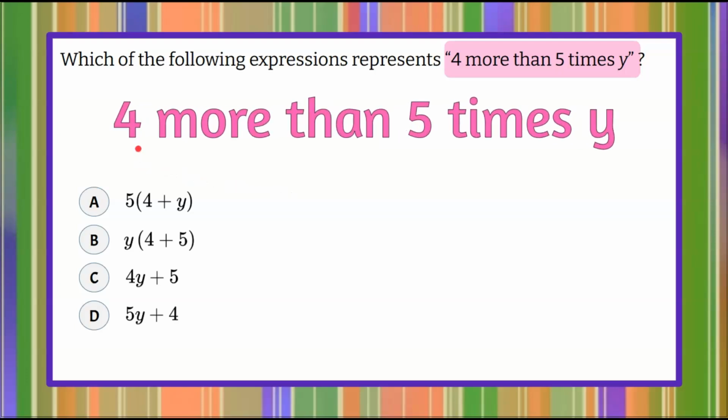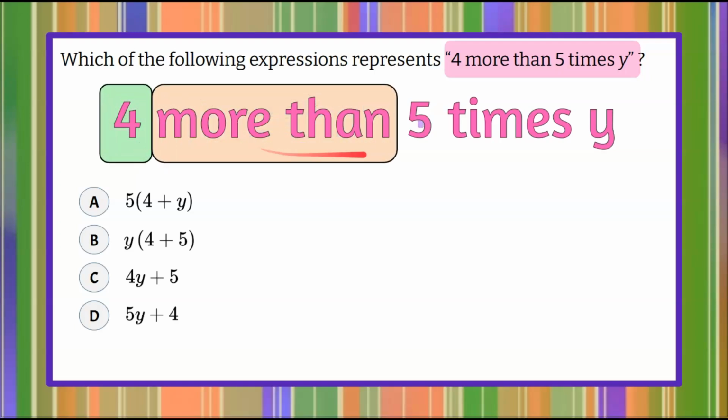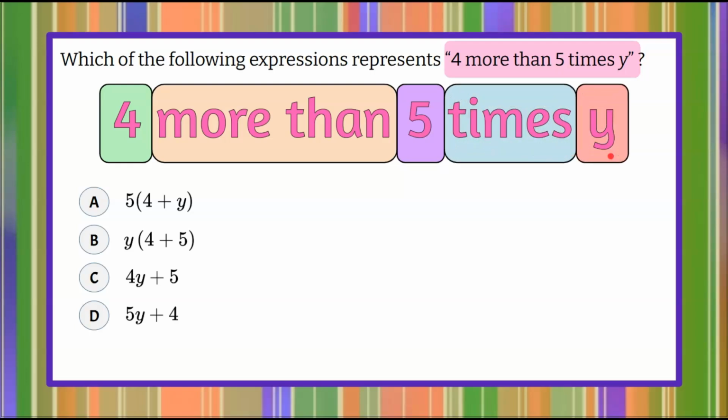So I'm going to break this into chunks. We have the number 4, more than, the number 5, times, and the variable y. So we have 1, 2, 3, 4, 5 sections to this verbal description. We're going to translate those into math one section at a time. So we start with 4. That's just the numerical value 4. So we're going to write the number 4.